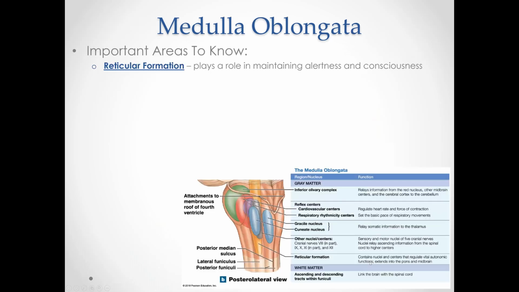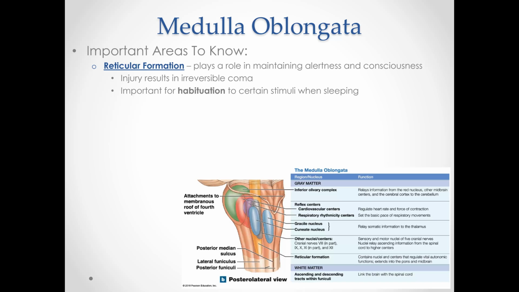So important areas to know for the medulla oblongata. The first one I want you to know is the reticular formation, which is shown in this image as this long cylindrical oval-shaped yellow structure. And the reticular formation plays a key role in maintaining our alertness and our consciousness. And in fact, if you damage this structure, it can result in an irreversible coma. In other words, you become permanently unconscious, so you can't be awake, you can't be conscious, you can't be alert, because the reticular formation's job is to keep you alert, awake, and conscious.